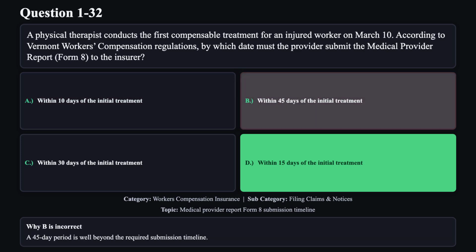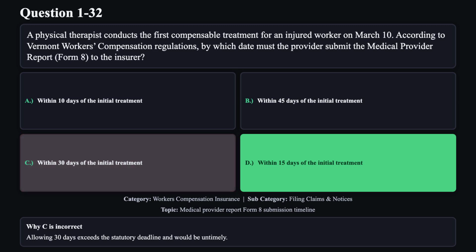Reason B is not correct. A 45-day period is well beyond the required submission timeline. Reason C is not correct. Allowing 30 days exceeds the statutory deadline and would be untimely.